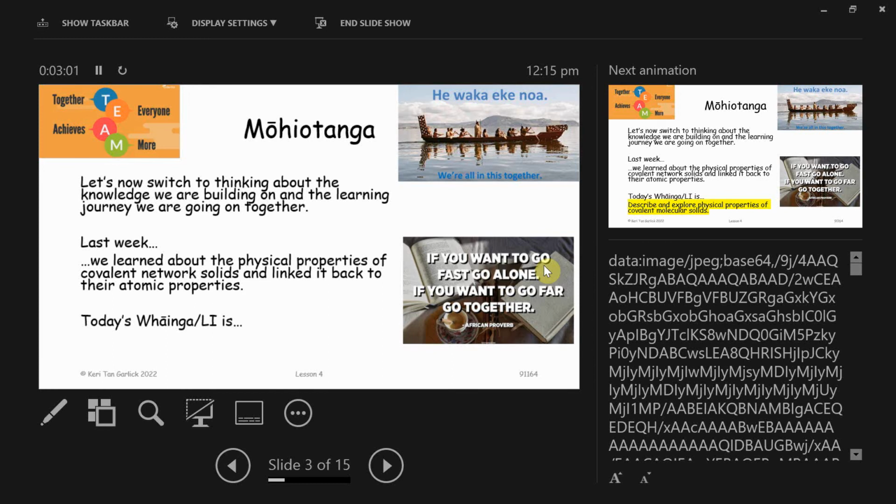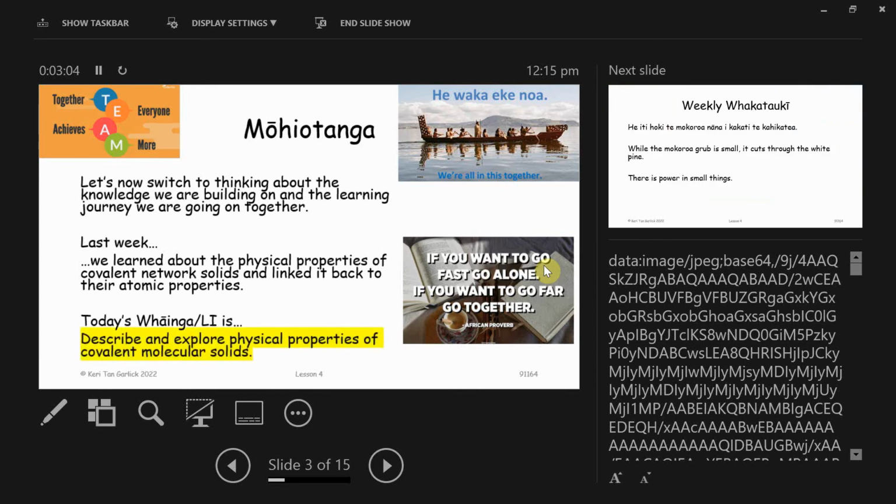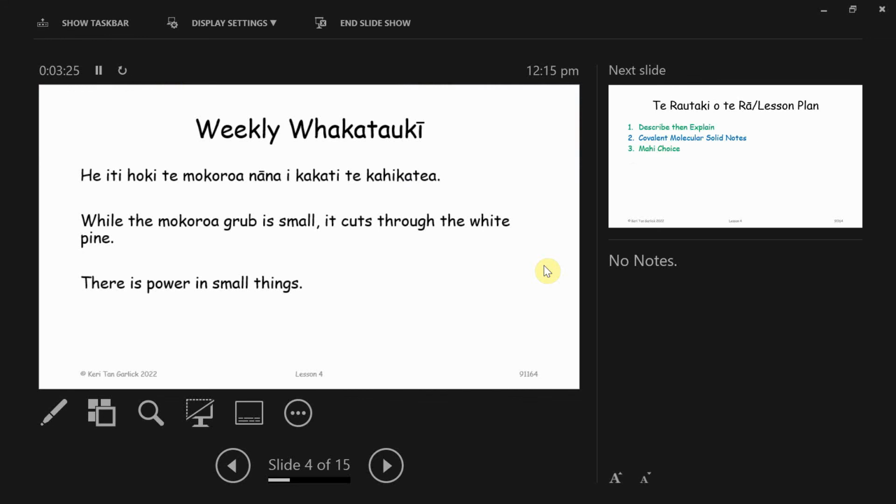So, today, we're continuing on with that idea, but we're just doing it for a different type of solid. So in this case, we are doing the covalent molecular solid. So now we've covered 3 out of 4. So we're basically almost done. And then you guys will be able to answer a third of the exam for this topic. All right, and then before I move on, just our weekly Nakatoki.